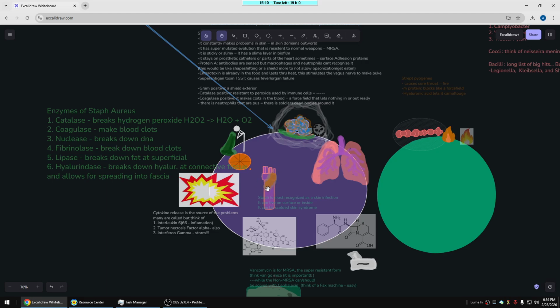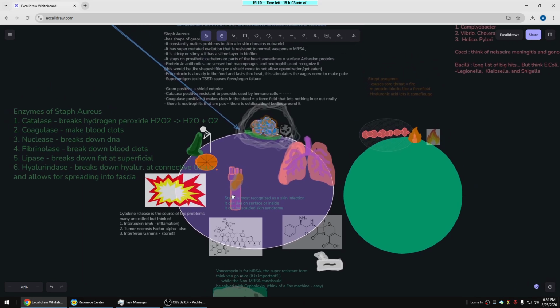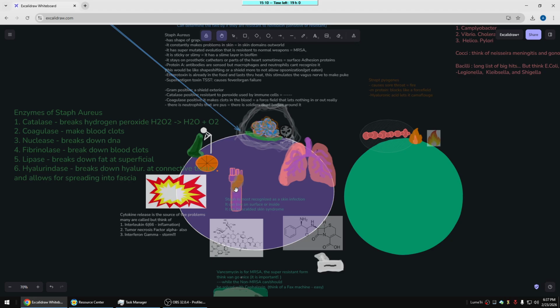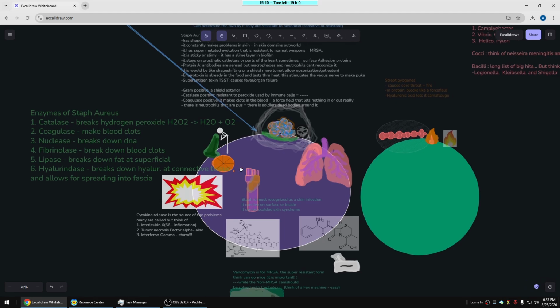And we have the skin because it's recognized as a skin infection, and it can live on the surface or inside of it in an abscess, and it can become scalded skin syndrome. Sometimes it's in the lungs or the nose. They stay easily.